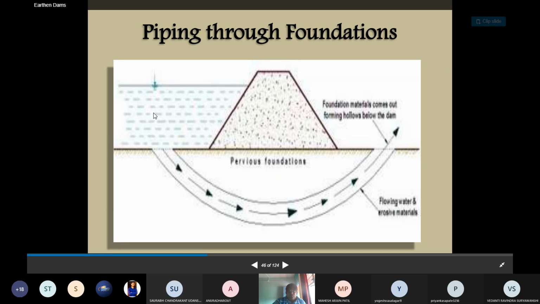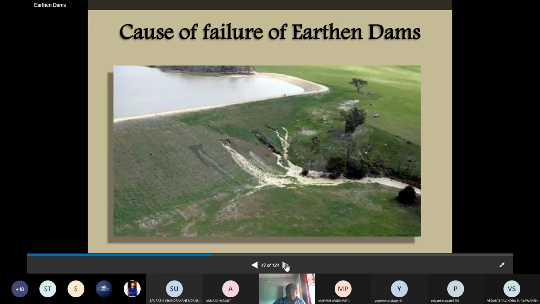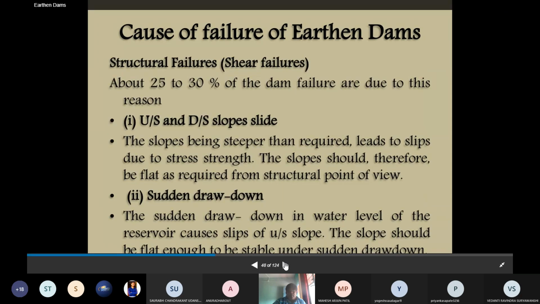Whatever water is stored on the upstream part will cause flow under the foundation of this dam, and finally it causes the piping problem inside the dam. So, the causes of the failures of an earthen dam: look out, such types of leakages are observed. This is the section of the dam, this is the upstream part, and we want to look out at this downstream part where the causes of failure may occur.